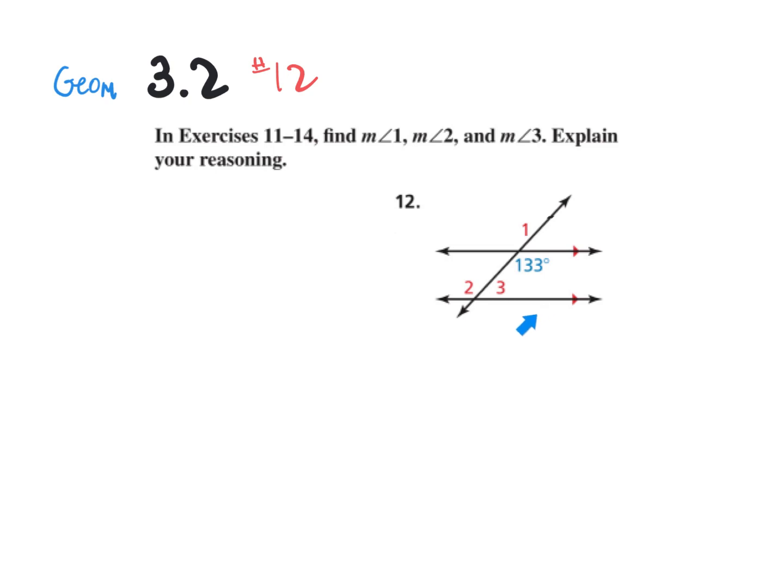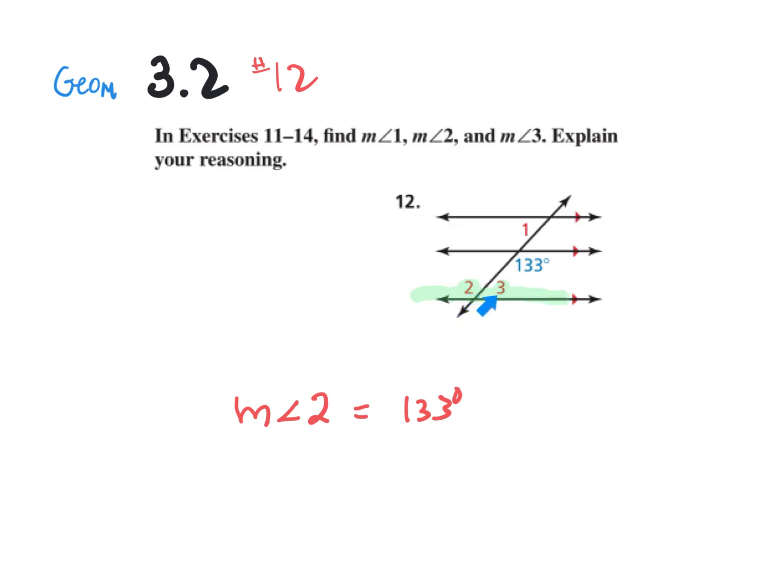Why don't we start there? We can see that angle 2 and this angle whose measure is 133 degrees, those have to be congruent angles because they are alternate interior angles. So the measure of angle 2 is also 133 degrees.